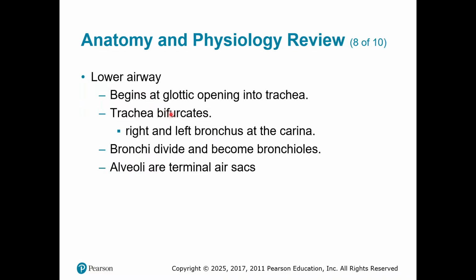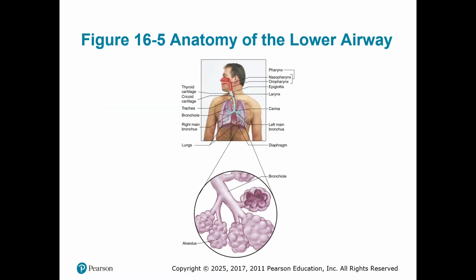The lower airway begins at the glottic opening into the trachea. That trachea is going to bifurcate at the carina, and at the carina you have the right side and left side. The bronchi then divide and become bronchioles, and then at the end of the bronchioles you find your alveoli. Here you can see that: you have your trachea, right there is your carina where it splits off into right and left, the bronchi subdivide and become bronchioles, and then at the end of those bronchioles here are your alveoli.